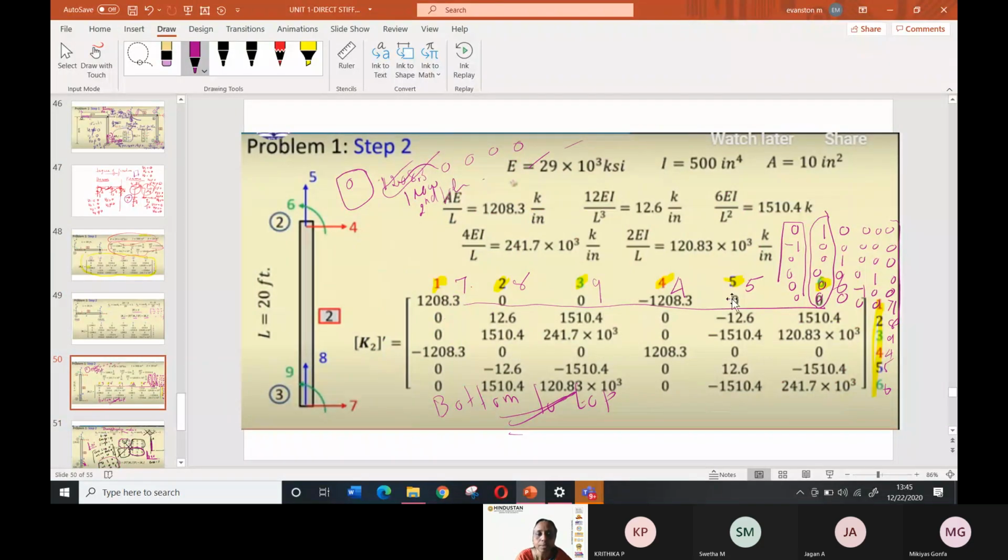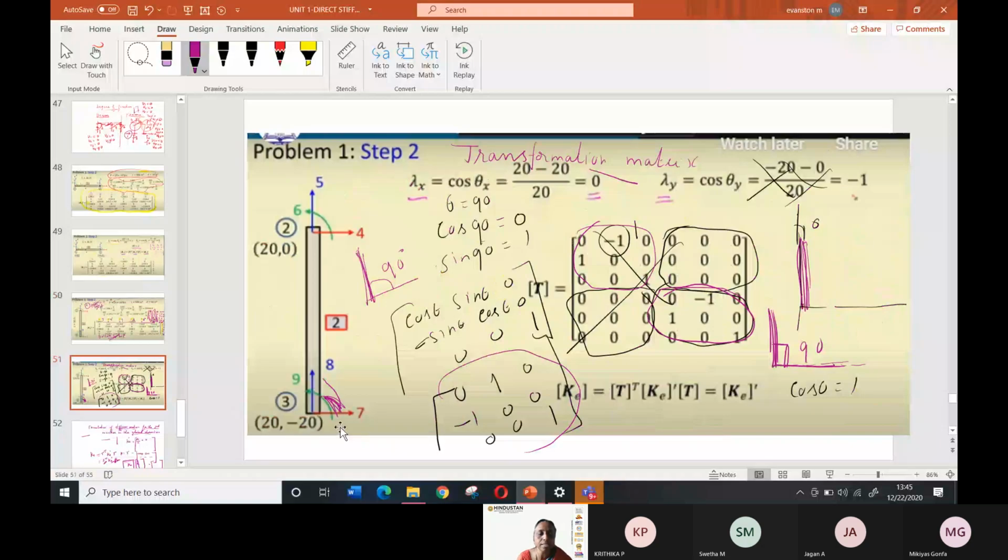Now we have moved on to the transformation matrix for this second member. Transformation means, and I told you, the angle you have to take is always with the horizontal. So the angle is 90 degrees with the horizontal.